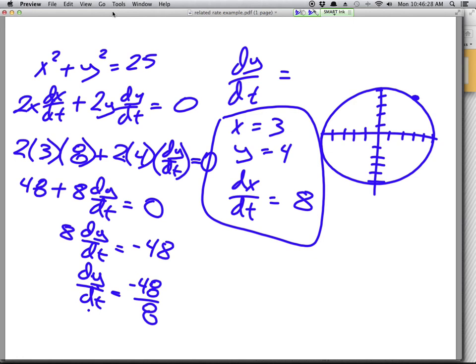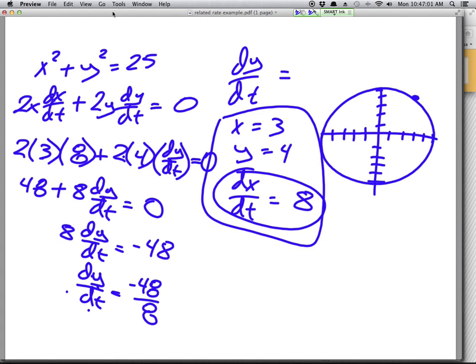Notice where I'm at. dx/dt tells me that my x values are doing what? Increasing. So as I'm moving to the right, are my x values increasing? Yes, they are. This tells me that my y values are decreasing. As I continue to move to the right, are my y values decreasing? Yes, they are. So that's what these rates are telling me. Right, okay with that?